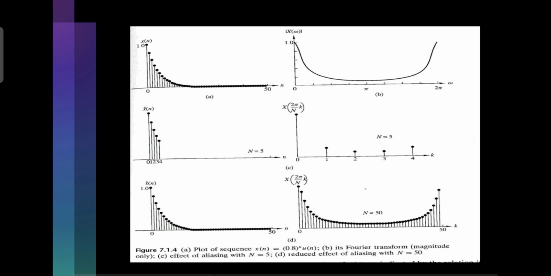We saw the expression like a to the power N by 1 minus a to the power N. Here N equals 5, so our samples do not closely resemble the original. For N equals 50, our sequence is nearly equal in magnitude to the given sequence. So as the number of samples increases, we get close to our original sequence.